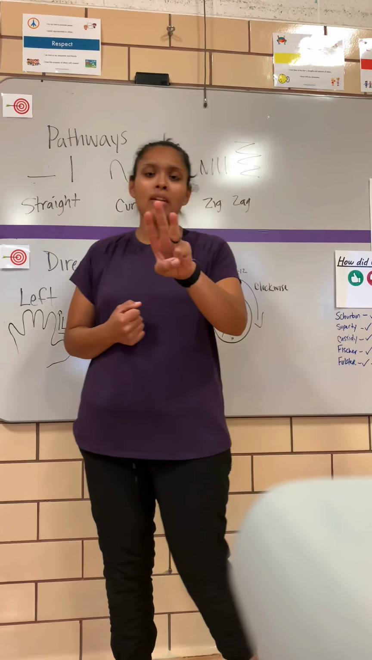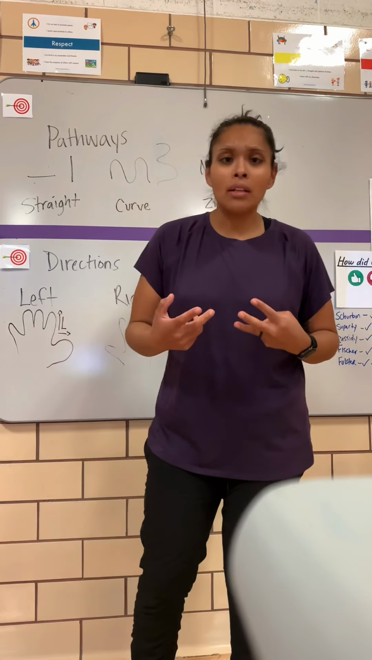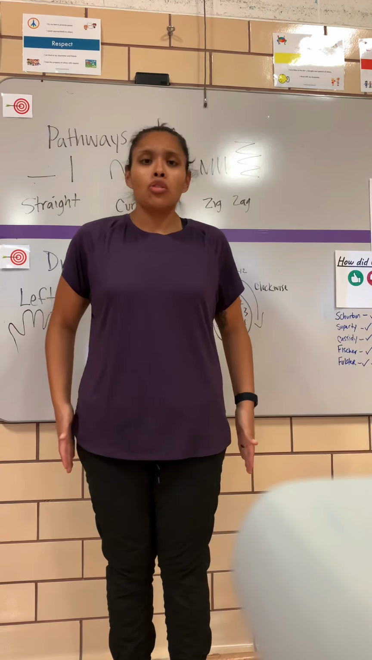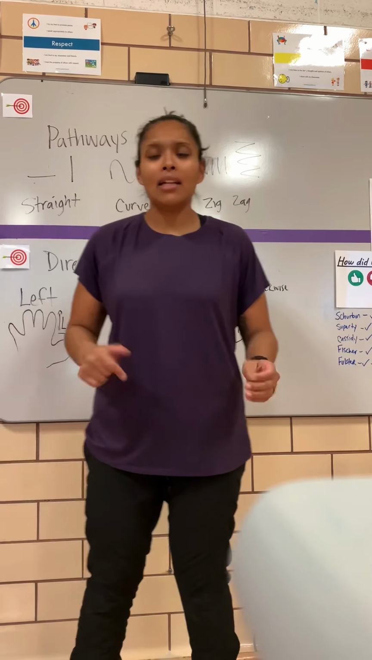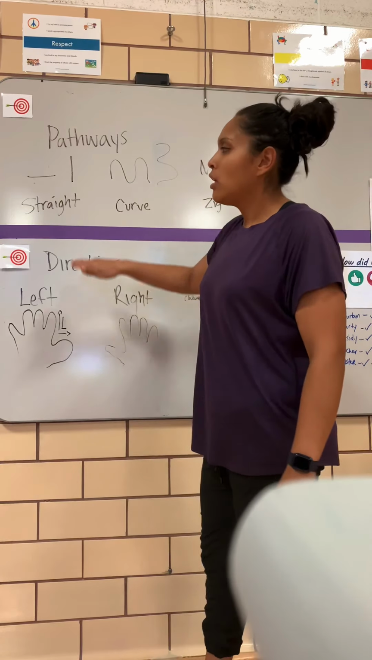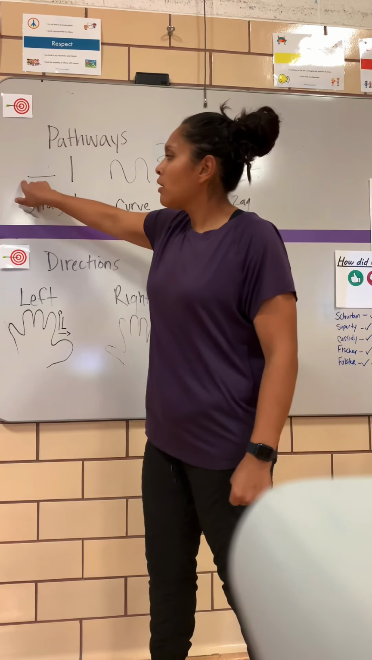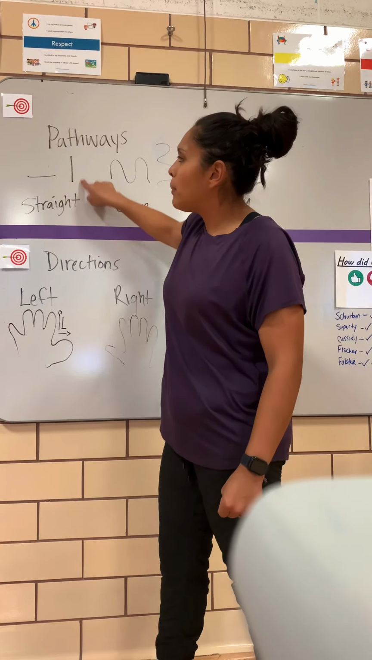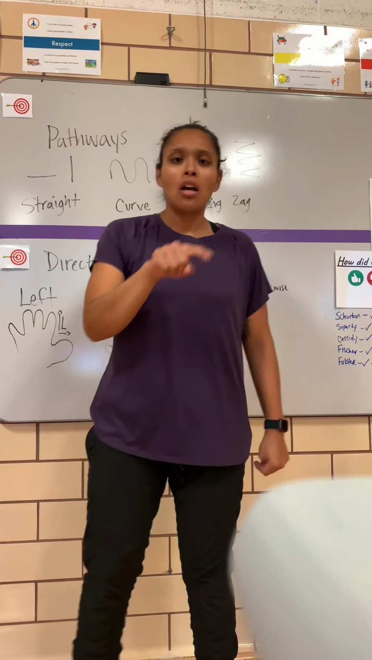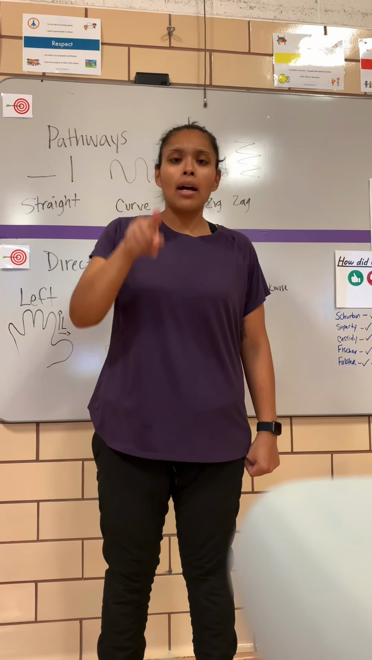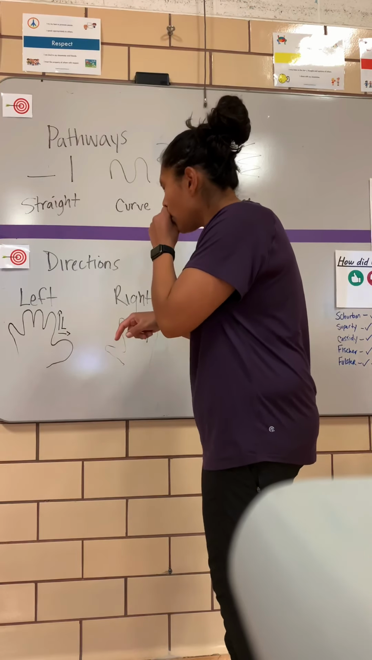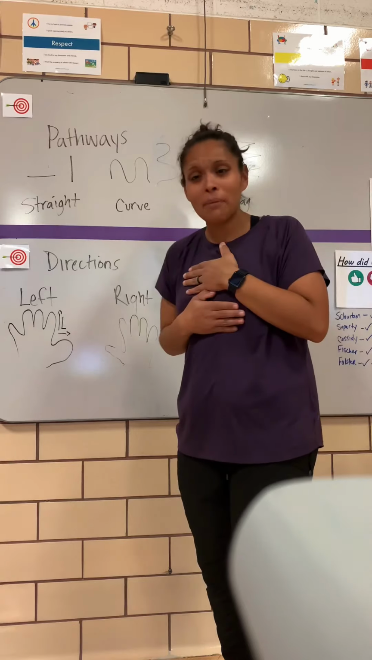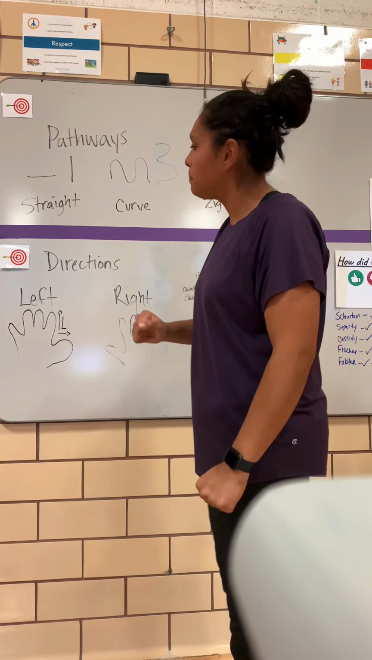There are 3 different types of pathways we move in, okay? It is a straight line we move in, curved, and zigzag. So let's show you, okay? Straight line looks like this. It can be across or up and down. Let's do it together. Across or up and down, okay? That is a straight pathway.